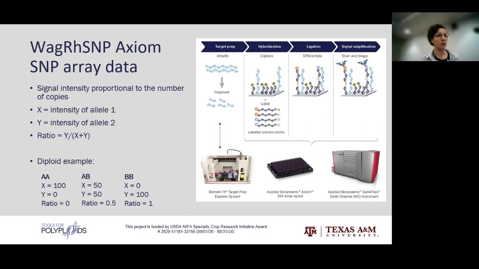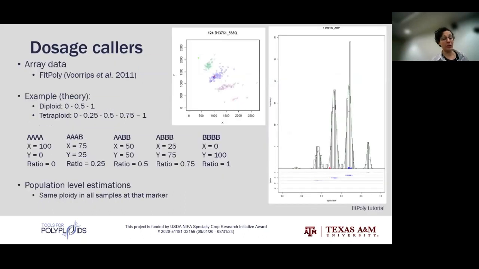So in a diploid example, the homozygous will have only the X intensity, the heterozygous 50-50, and the other homozygous 0 and 100. Good. This is an example. And we usually use fitPoly for doing our dosage calling. That's a software that works really well. Thank you, Zheng Li. It's capable of detecting the different doses and calling each one of the genotypes for us.